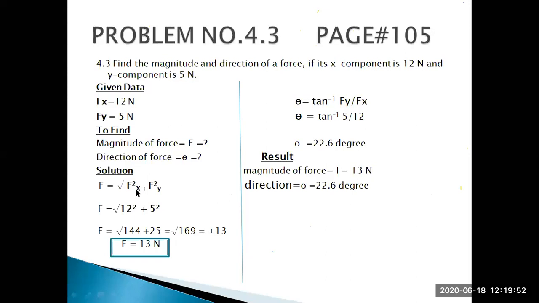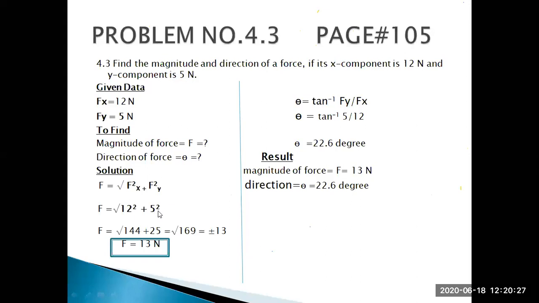Fx is the horizontal component of the force. I just put the values 12 and take the square, and then Fy is 5, and I take the square. With the help of a calculator, if you multiply 12 two times, you will get 144. 12 square is 144.